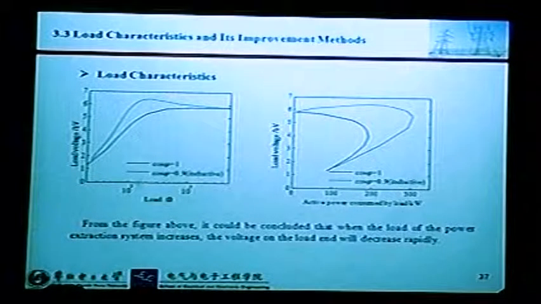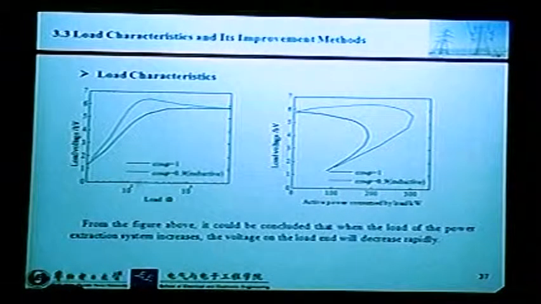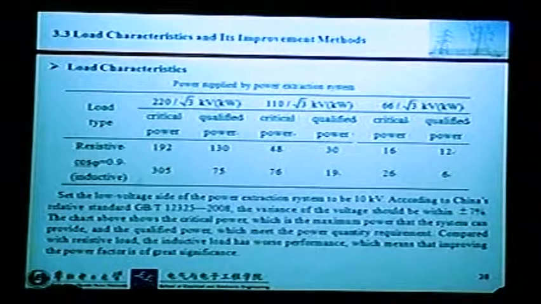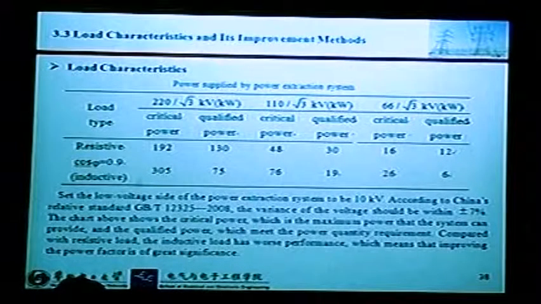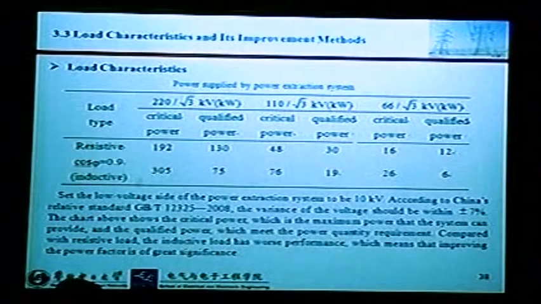From the figures above, it can be concluded that when the load of the power extraction system increases, the voltage on the load will decrease rapidly. Set the low voltage side of the power transformer to be 10 kilovolts according to China's relevant standard. The deviation of the voltage level should be within 7%.